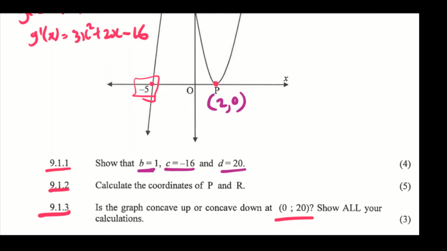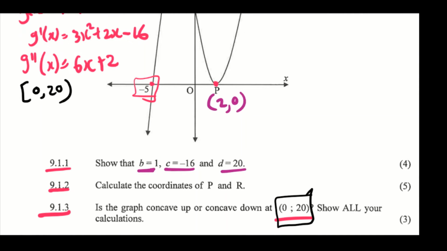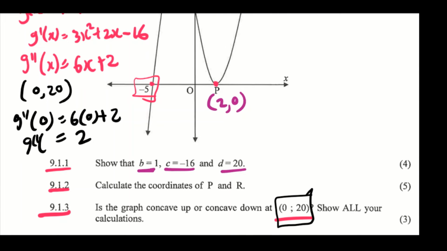To find the concavity, you need to find the second derivative. So we derive twice, and it equals 6x plus 2, right? What we need to note is this. They said we must determine the concavity of this function at this point here, 0 and 20. So you're just going to substitute 0. So the second derivative, you're going to put x being 0. So it's 6 into 0 plus 2, which means g double prime of 0 is 2.